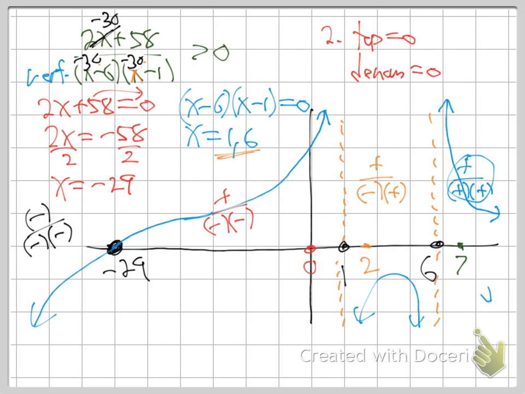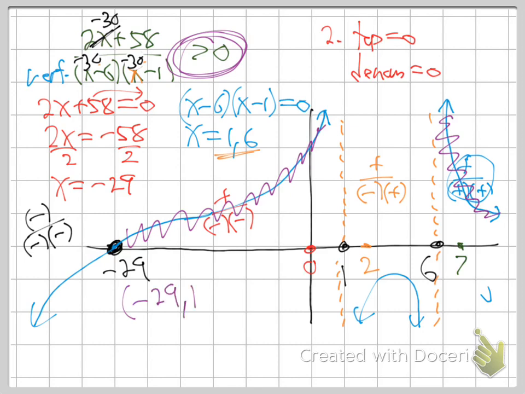So now, final question. What do we want? The places above or the places below? Greater than 0. So where is that graph greater than 0? Here and here. So that's from negative 29 to 1 united with 6 to infinity. The graph is above.